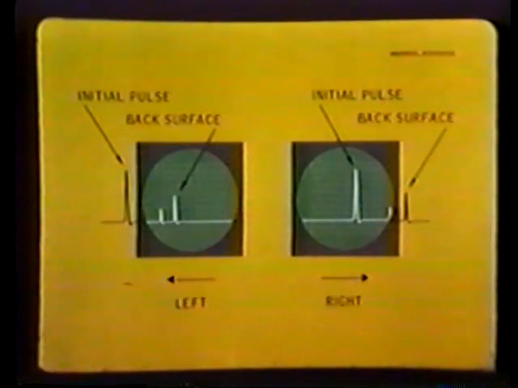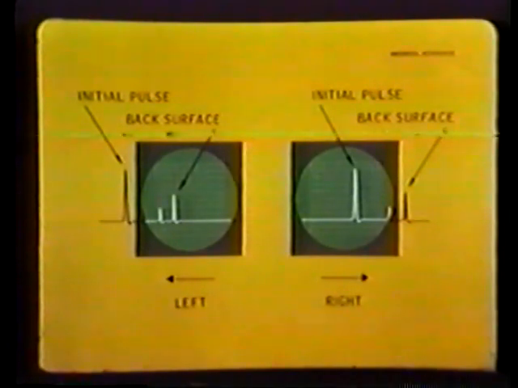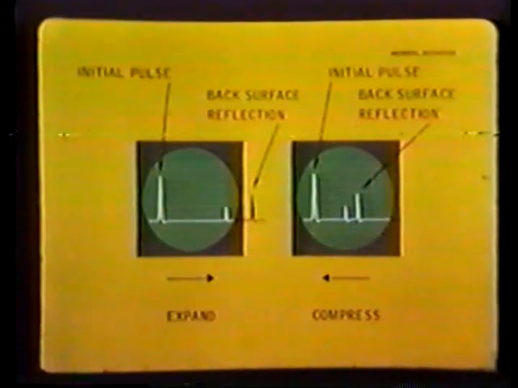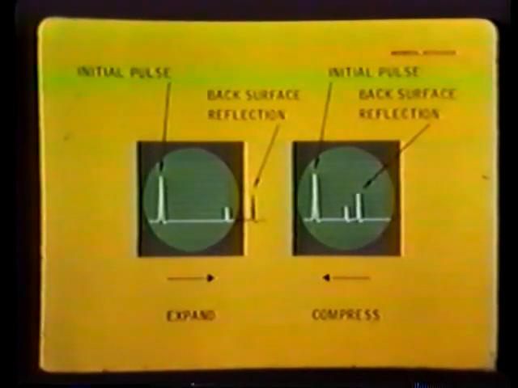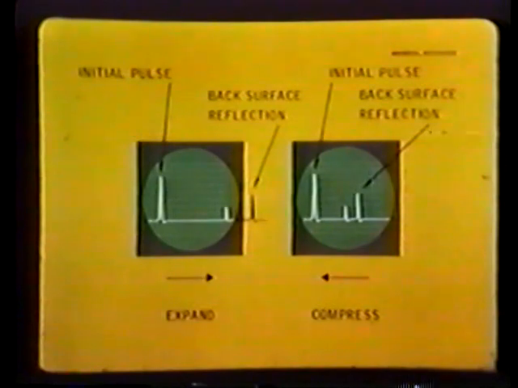The sweep delay control determines the starting point of an A-scan presentation by shifting the entire display left or right along the CRT baseline. The sweep range control expands or compresses the display without changing the starting point. Expansion and contraction is always away from or toward the left side.